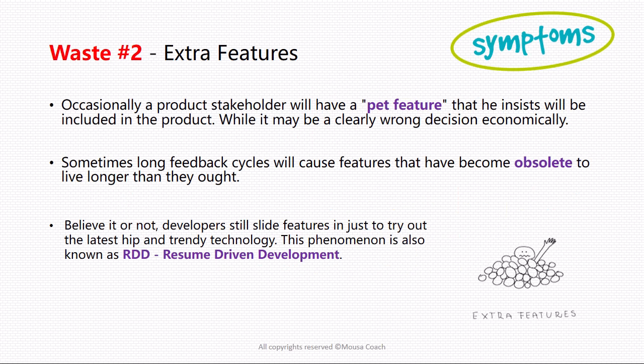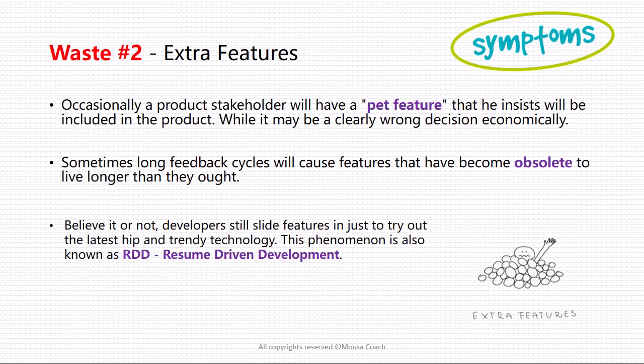For example, occasionally a product owner or stakeholder, the client, decides to have a feature. It's called a pet feature that they insist must be in the product. However, it is a wrong decision and doesn't fit the business anyway. But the client insists that the feature will be in. So it becomes a waste.